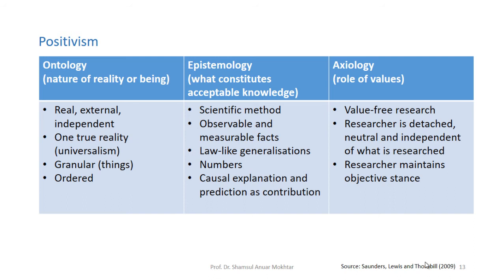Now in terms of acceptable knowledge, for anyone to observe, to actually be involved in research, it must be using scientific method. Scientific method is something that we will cover later on. So in general, we only observe based on some scientific method. It is observable and measurable facts. So you need to be able to observe. We need to be able to measure.